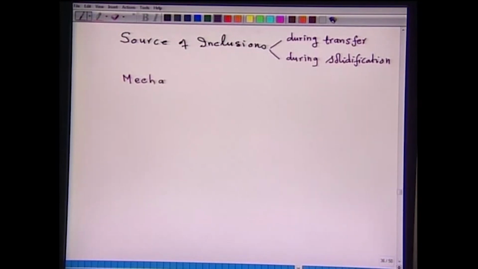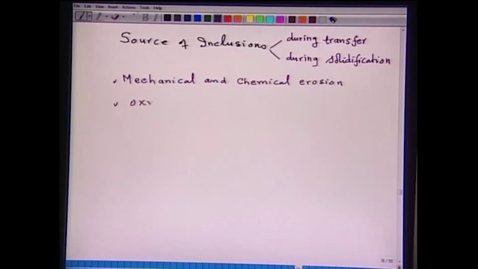In fact, during solidification, precipitation occurs due to reaction from molten steel. Another source of inclusion is that, right from BOF to continuous casting or ingot casting, the molten steel is contained in a refractory lined vessel. So, the mechanical and chemical erosion of refractory will also lead to formation of inclusion. Then, as I already said, oxygen pickup during transfer operation.